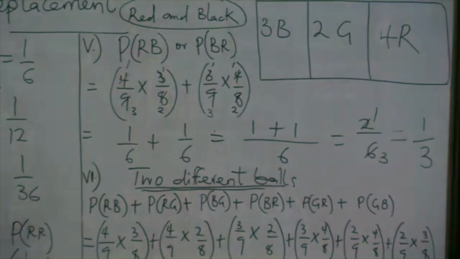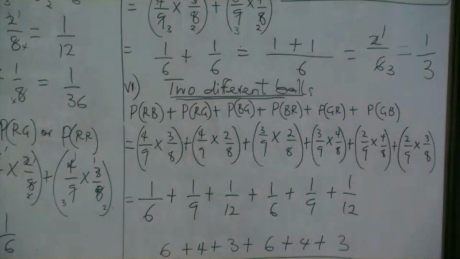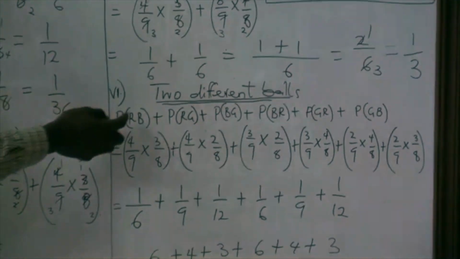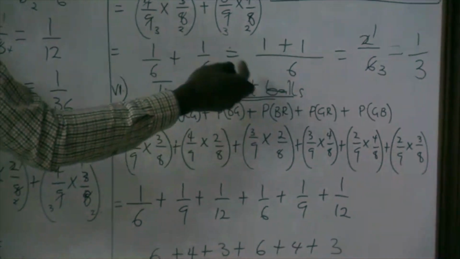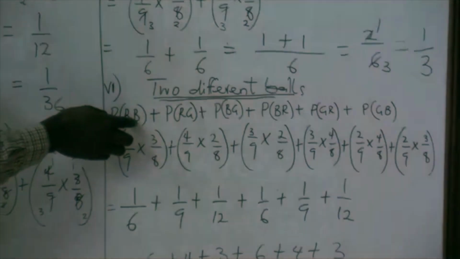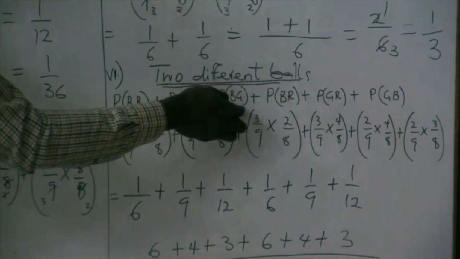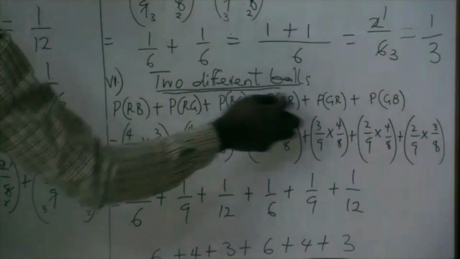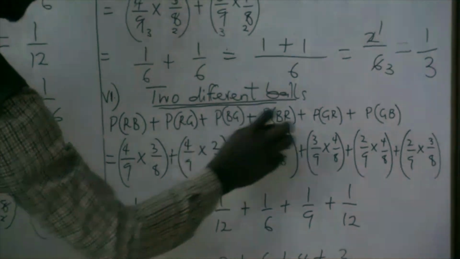And the last question: what's the probability of having 2 different balls? I've explained that too, but I'll explain again. It's either red, black; red, green; or black, green. That is when we are picking the red first, black second; red first, green second; black first, green second. If we interchange that, we also have black first, red second; green first, red second; green first, black second.